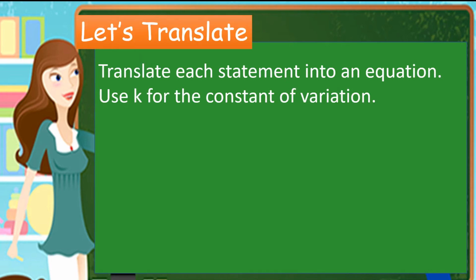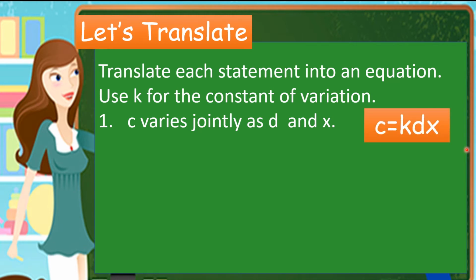So, let's translate each statement into an equation and use k for the constant of the variation. So, let us have first an example. C varies jointly as d and x. So, our equation is C is equal to kdx.